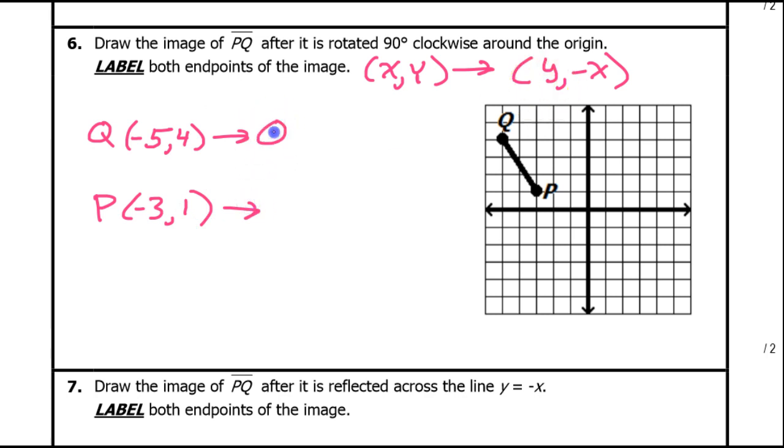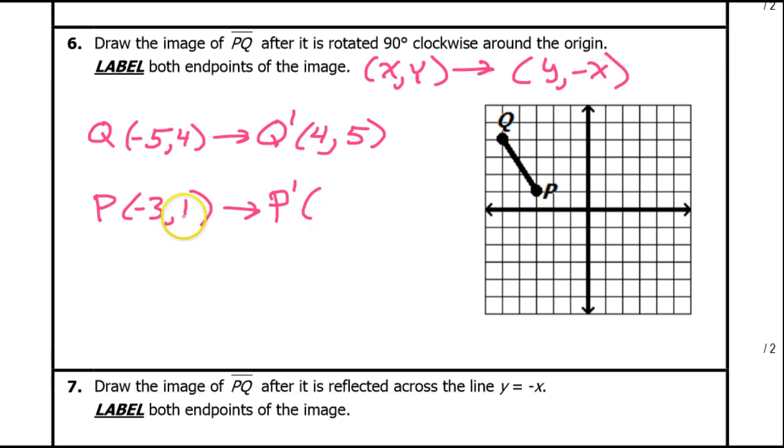So Q prime, we're going to use the rule y, opposite of x. The y value is 4. The opposite of x is +5. All right? Notice it is helpful to say opposite of x instead of negative x. If you say negative x, you're going to be tempted to put a -5 right here. If you say the opposite of x, you'll see that if the x value is already negative, the opposite will be positive.